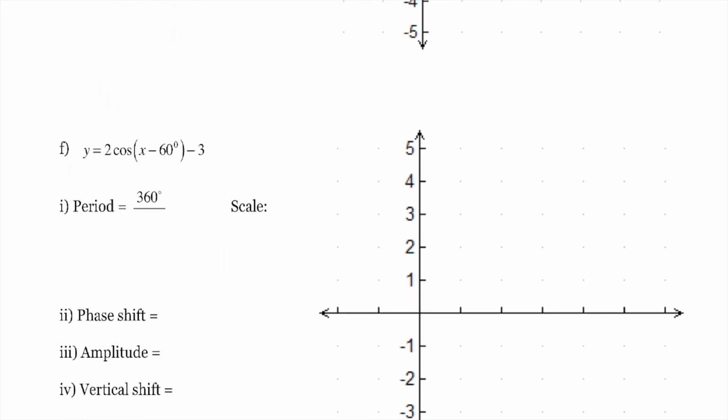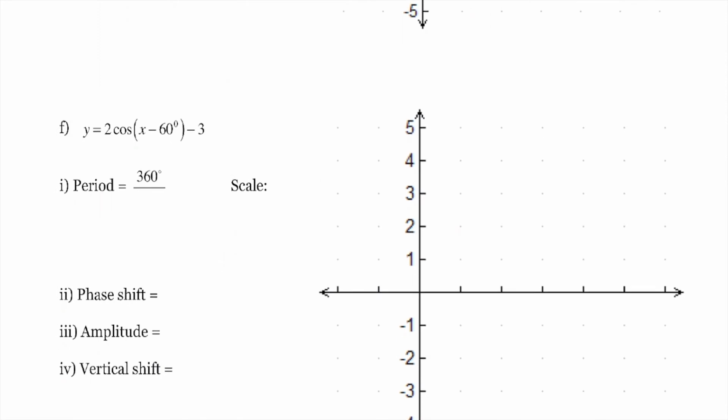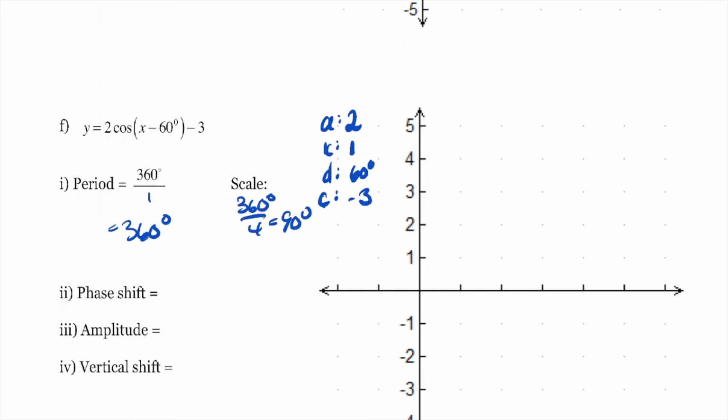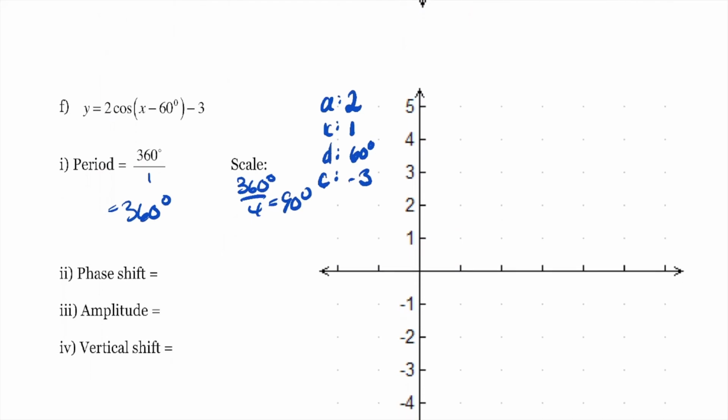All right, for this next question, the k value is 1, so we don't have to factor anything out. So let me write out the attributes, A, K, D, and C. So A is 2, K in this case is just 1, D is 60 degrees, and C is minus 3. So in this case, the period is 360 degrees divided by K, which is just 1, so the period is just 360 degrees. So our scale is just going to be every tick is 90 degrees. We have a phase shift of 60 degrees to the left.